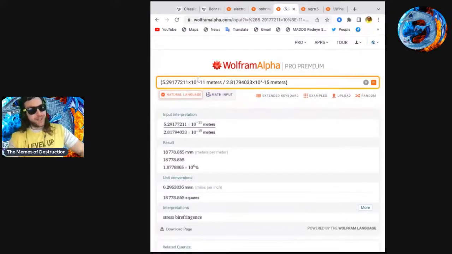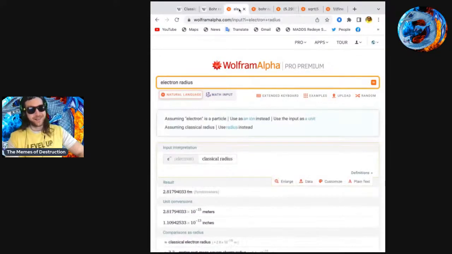We're going to divide the big one, because as you're doing negative exponents, things get smaller and smaller the larger the exponent, because it's still a negative thing. So I believe that's the Bohr radius. We're going to take the Bohr radius and divide it by the classical electron radius. I'm saying those words right, aren't I?